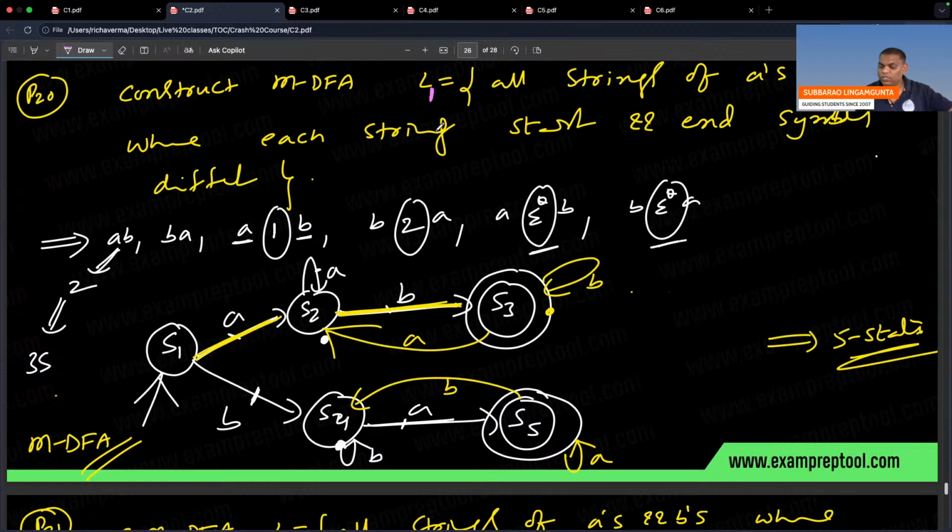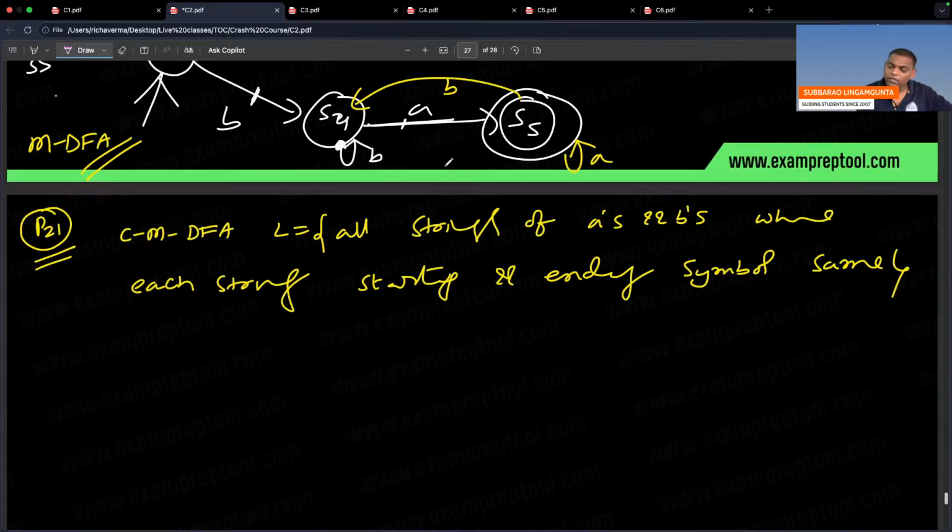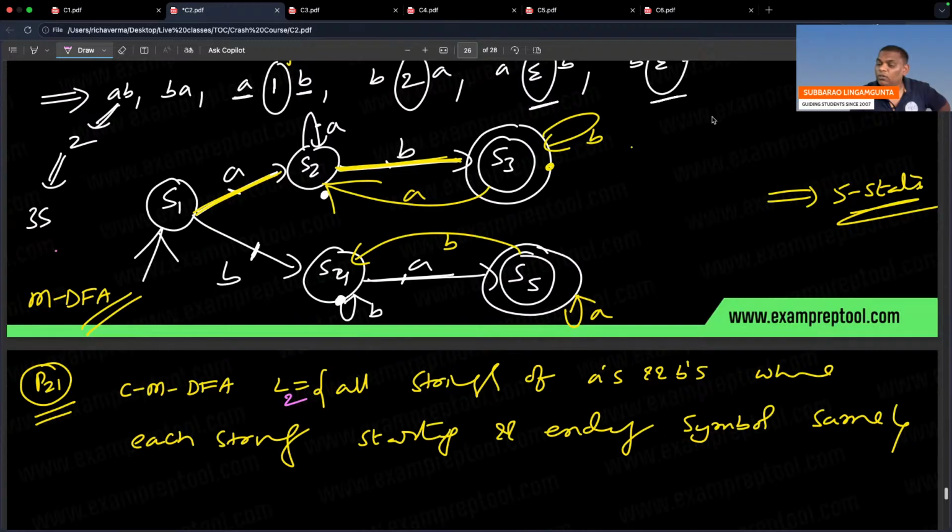This language, assume L1. This language, assume L2. Now see this one. In L1, AB is there, and the starting and ending are different. In L2, AB is not there, and the starting and ending should be the same. Next one, what is the meaning? If the above one accepts, the below one will reject.